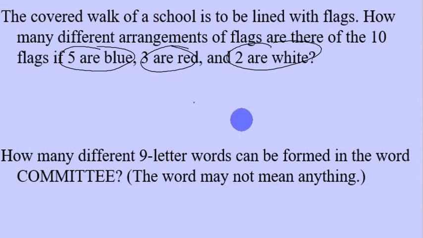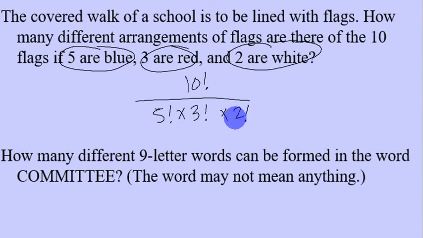rearranging all of them is 10 factorial. From the 10 factorial, we remove the 5 factorial of arranging just the blue flags, the 3 factorial ways of arranging the red flags only, and the 2 factorial of arranging the white flags only. So therefore, your 10 factorial over 5 factorial times 3 factorial times 2 factorial will give us 2520 ways for our flags to be arranged.